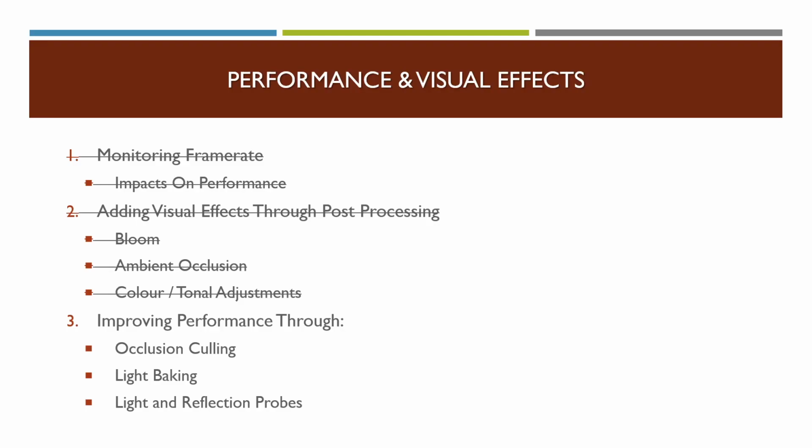Welcome back to part 2. In part 1 we covered monitoring frame rates and how that can affect performance, and we added the post-processing stack, added bloom, ambient occlusion, and we made some tonal adjustments. What we're going to look at now is how we can improve performance.